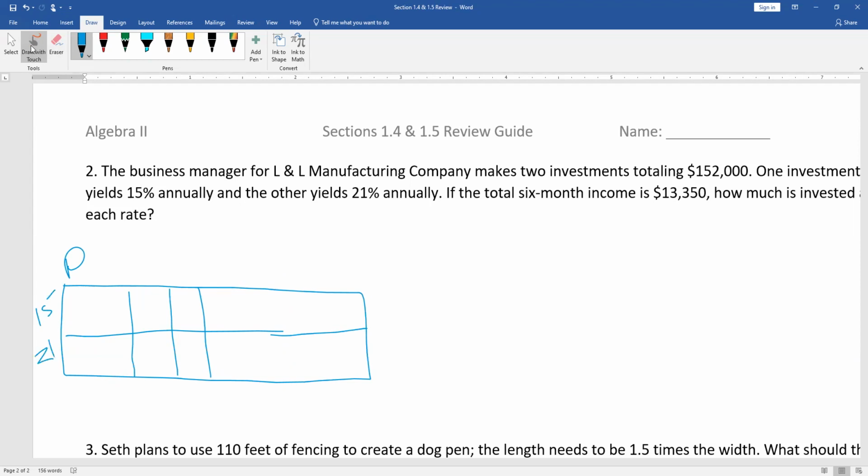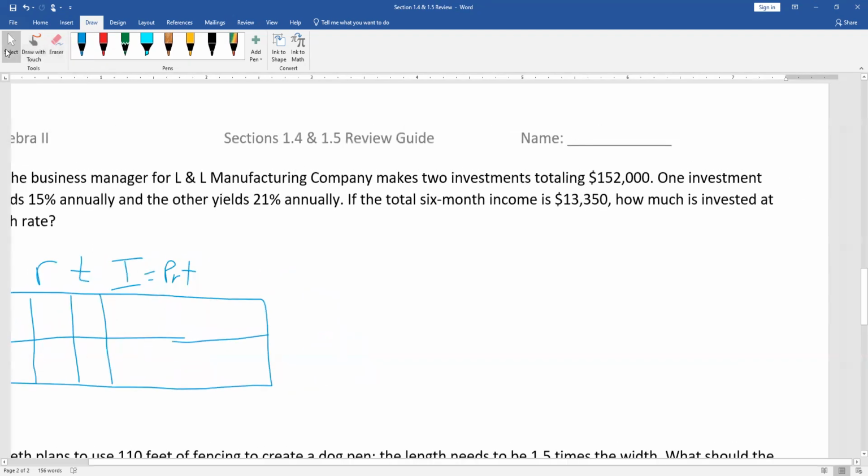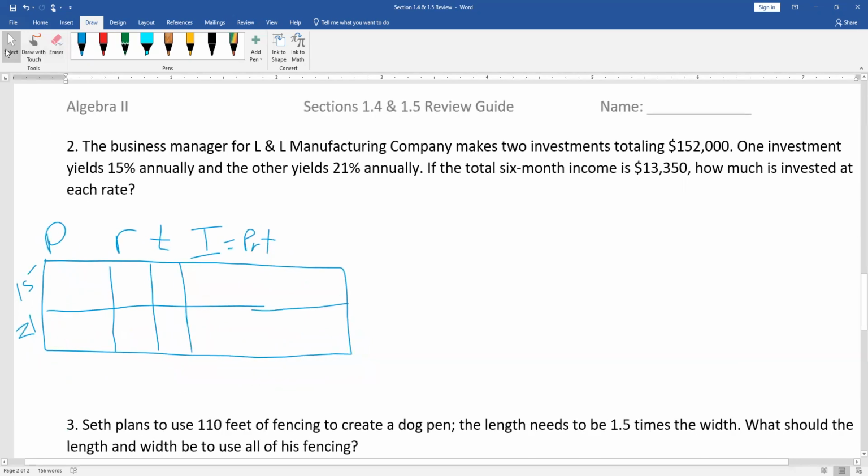So there's principal times rate times time equals the interest, which is those three multiplied times each other. So we're asked to find how much is invested in each account. So how much is invested at each rate. So it's the principal that we're being asked to find. So I'm going to set the principal for the 15% account to X. And then the total investment is 152,000.